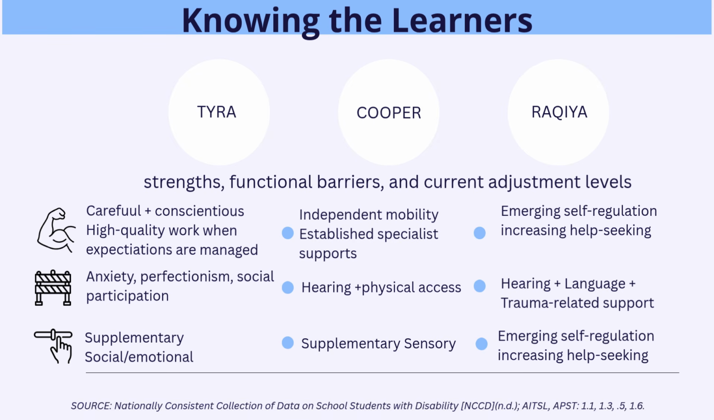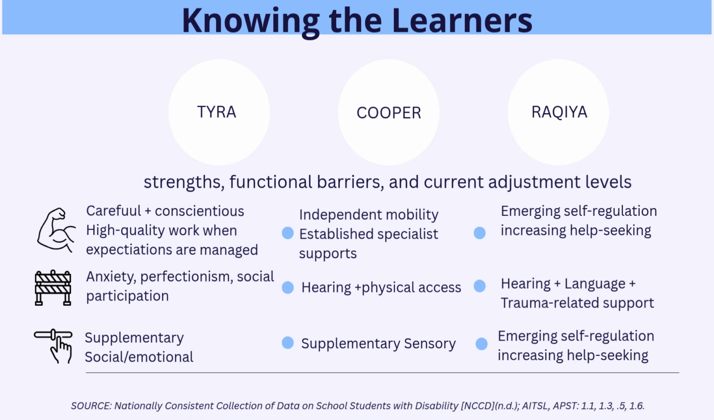to emotionally self-regulate. Cooper has cerebral palsy and moderate bilateral hearing impairment, but he has great specialist supports for when classroom activities create barriers, so his primary educational barrier is auditory access. Rakia has mild hearing impairment and is developing English while also requiring trauma-related support. She has an emerging ability to self-regulate and an increasing confidence in seeking clarification.